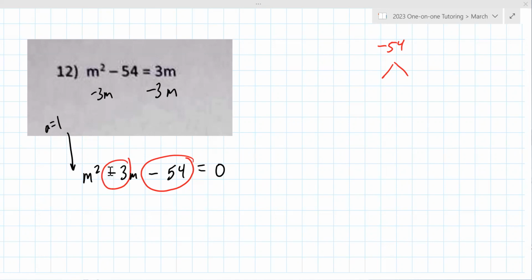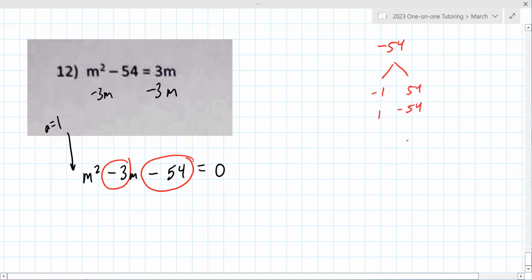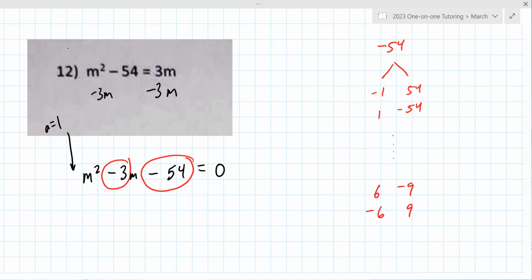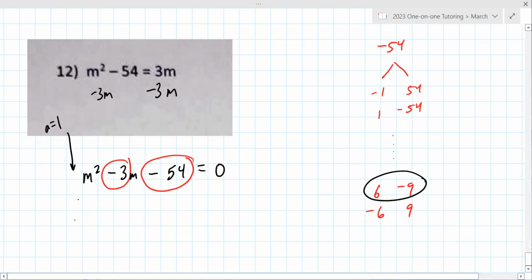One of the things that might help you is they've got to be like 3 apart. Which means you don't need to start at -1 and 54. As much as I like that, and I do that, you can start further down the list. Okay, you're eventually going to get to 6 and -9, or -6 and 9. Which one of those works for this one? Which one adds to -3? The 6 and -9. Good. So you write m plus 6 because 6 is positive, and then it's m minus 9. And then you set each of those equal to 0.